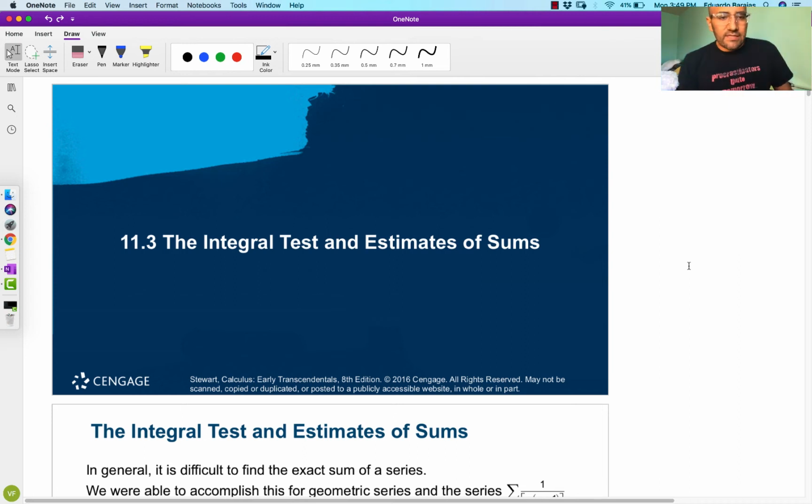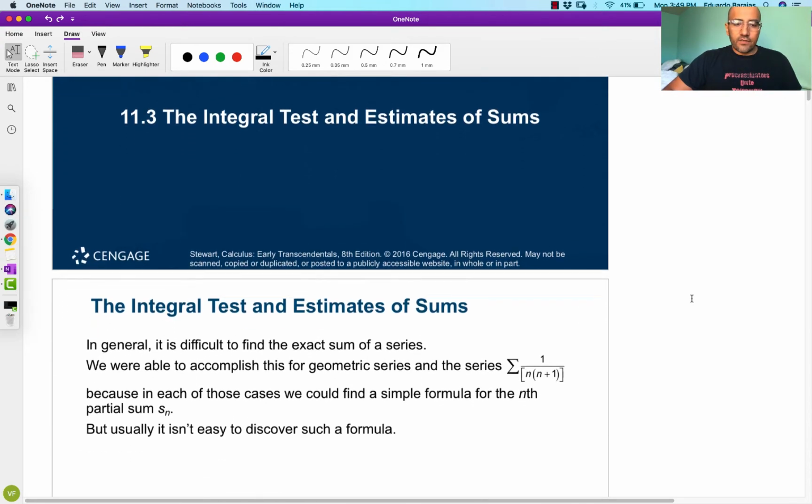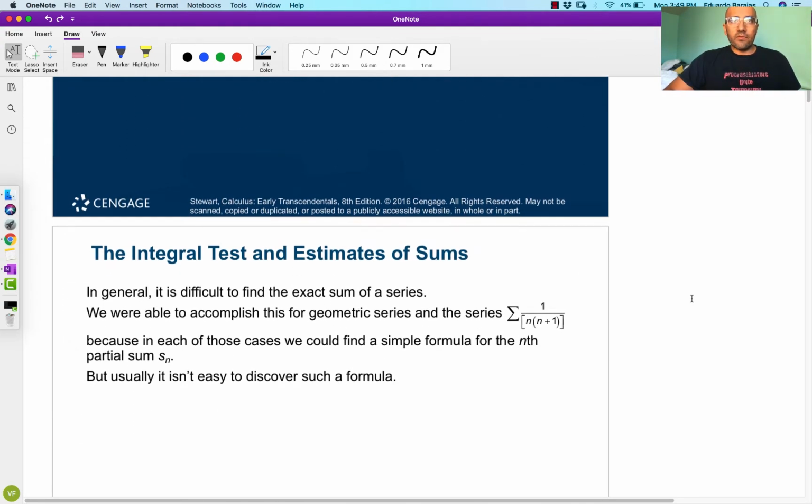Okay, Chapter 11, Section 3, the integral test and estimates of sums. In general, it is difficult to find the exact sum of a series. We were able to do so in the previous section for cases that fit geometric series, right?